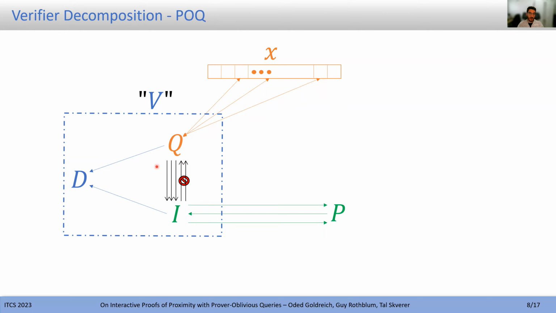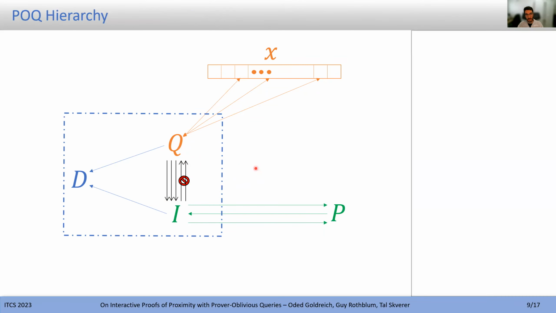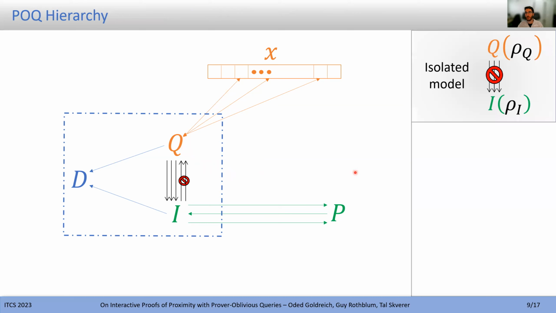Looking more thoroughly in the other direction of coordination between Q and I, we actually identified three different models of prover-oblivious queries. We get this prover-oblivious queries hierarchy. On one extreme, if we limit the communication completely in either direction between Q and I, we end up with what we call the isolated model, in which Q and I are completely separate entities. We highlight it by showing that they're initiated with independent randomness rho Q and rho I.